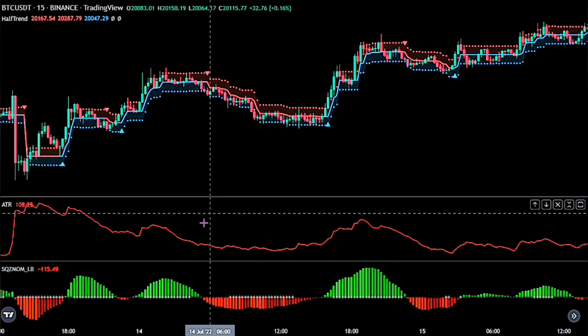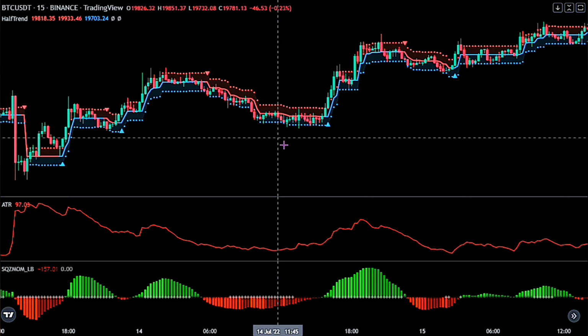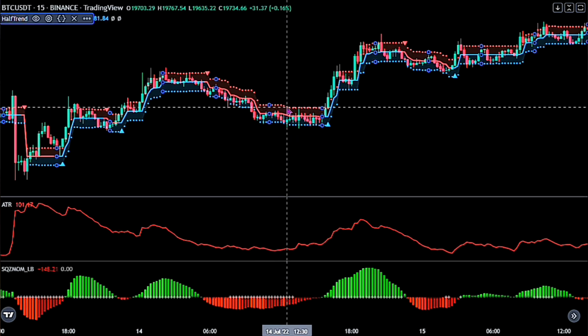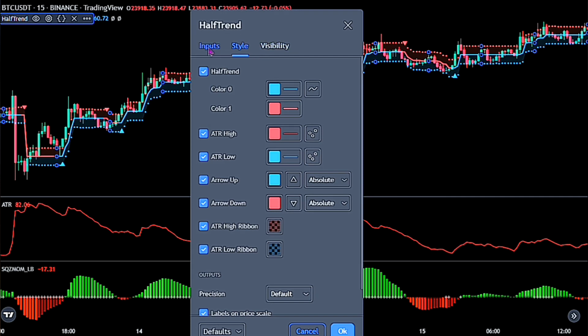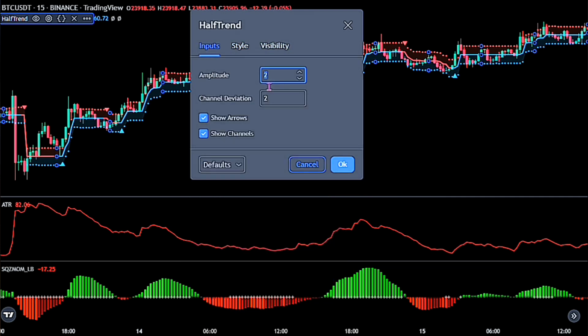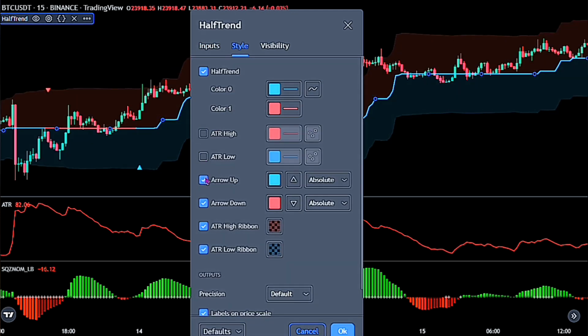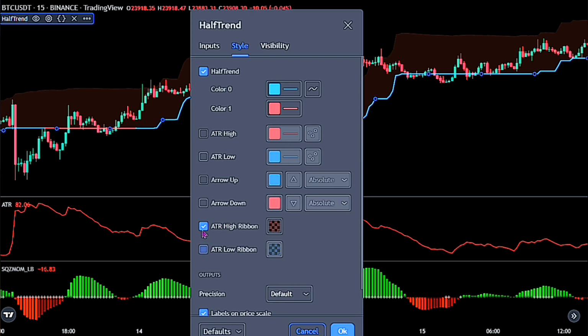For this strategy, let's go ahead and make some adjustments on the indicators. So first of all, double click on the half trend. Go over to the input and change the amplitude to 14 and also channel deviation to 10. Now head over to the style and untick the ATR high and ATR low. Also untick the arrow up and arrow down. Go ahead and untick these last two options and click on the OK button.